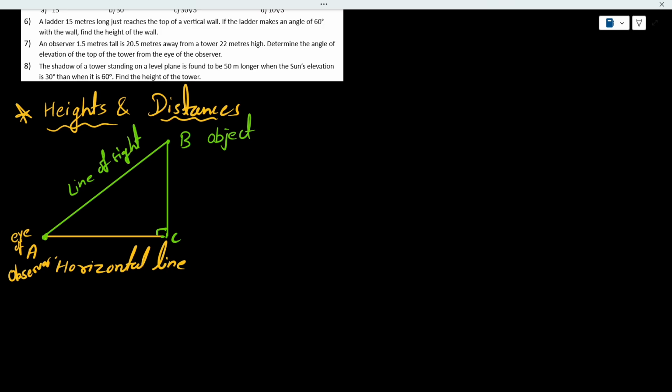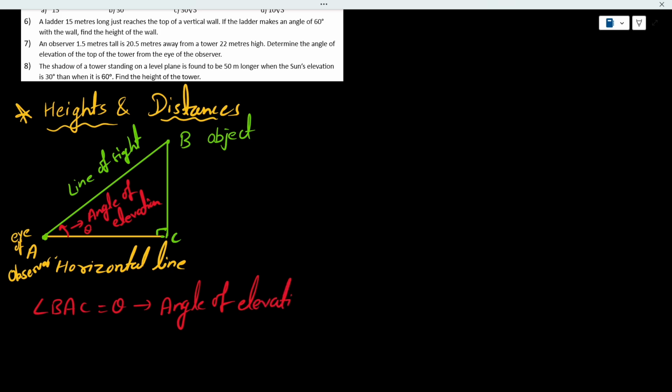Okay. Now this is called the line of sight, because through this line he is seeing this object. Whatever angle is made between the horizontal line and the line of sight, since he is looking at the top side from the ground level, that's called the angle of elevation, right? So what is the angle of elevation here? Angle BAC, generally we can represent it as theta also. Now what you need to remember here is that the angle is always between the horizontal line and the line of sight, right?